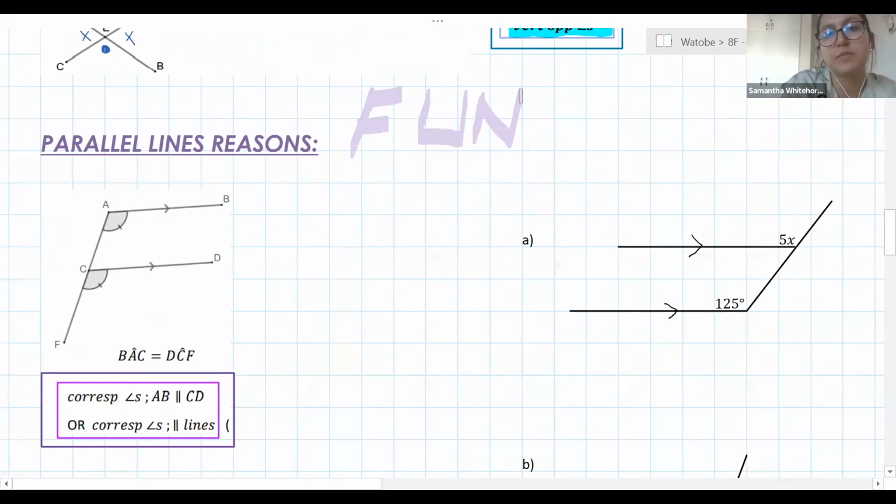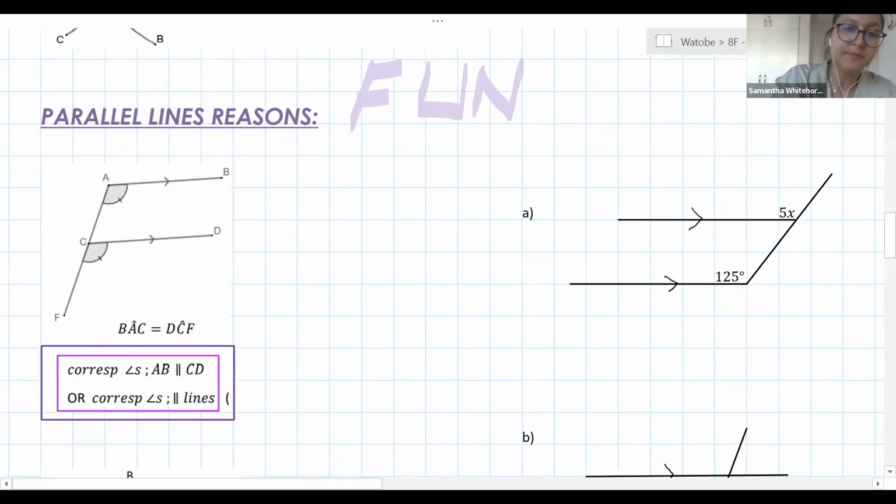Those are sort of the shapes that the parallel lines make. And so I remember I'm looking for an F shape, a U shape, and an N shape, and that should then give me equal angles or supplementary angles between parallel lines.